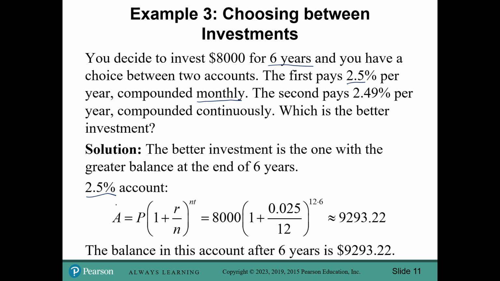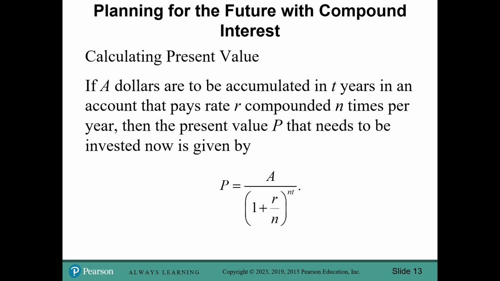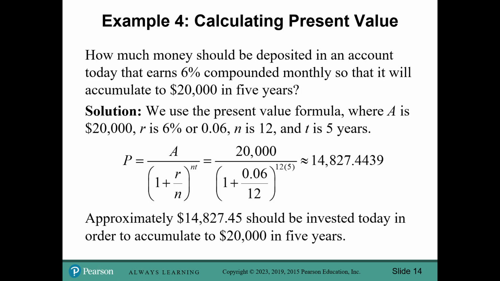The equation A equals P times 1 plus R over N to the NT, that's what we've been using, and I did a terrible job of circling it. All we did is back solve that equation for P. So we can find what we need to invest now for what we want later. Let's do that. It says how much money should be deposited in an account today that earns 6% compounded monthly so that it will accumulate to $20,000 in 5 years.